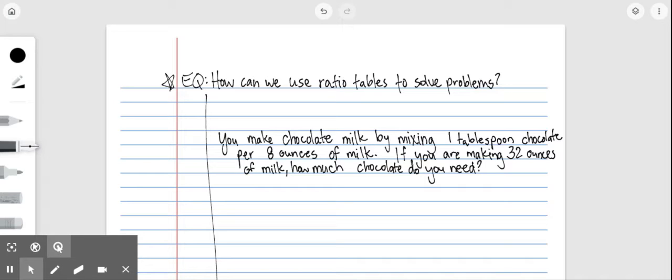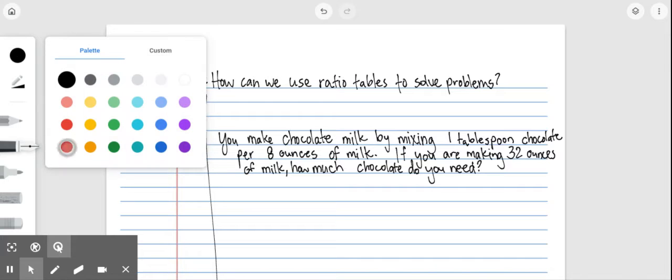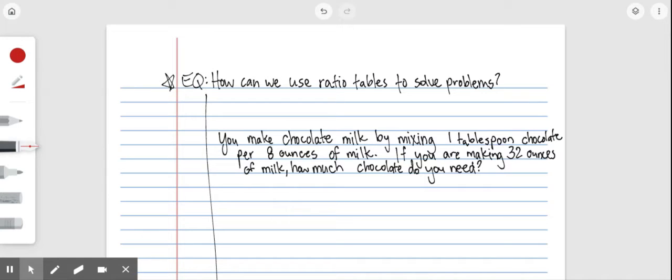So there's a lot of things happening in here. When I look at story problems, the first thing I want to know is, what is the question asking me? So I'm looking for my question. What do I need? Well, right here, here's my question mark. It says, if you are making 32 ounces of milk, how much chocolate do you need? So I need to know how much chocolate for 32 ounces of milk.